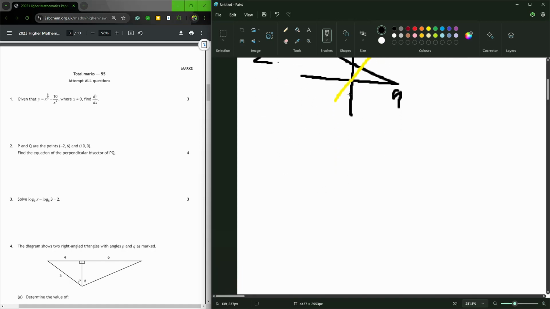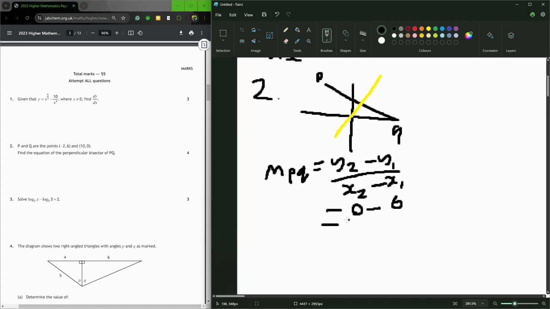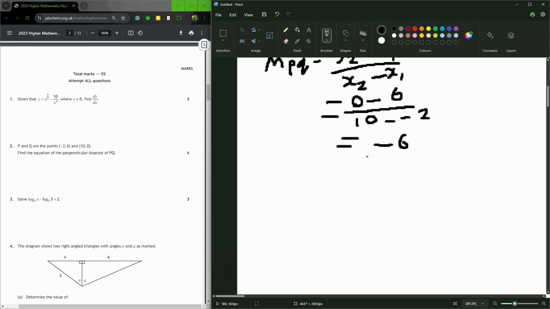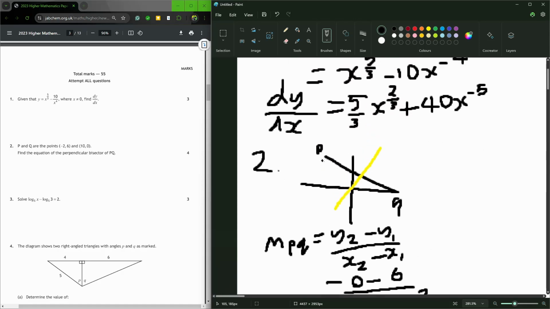So let's get cracking. I'm going to start by working out the gradient of PQ. m equals y2 minus y1 over x2 minus x1. So y is 0 minus 6, and then 10 minus minus 2, which gives us a gradient of minus 6 over 12, which is known as minus 1/2. Fantastic. But that's the gradient of this line going down the way.